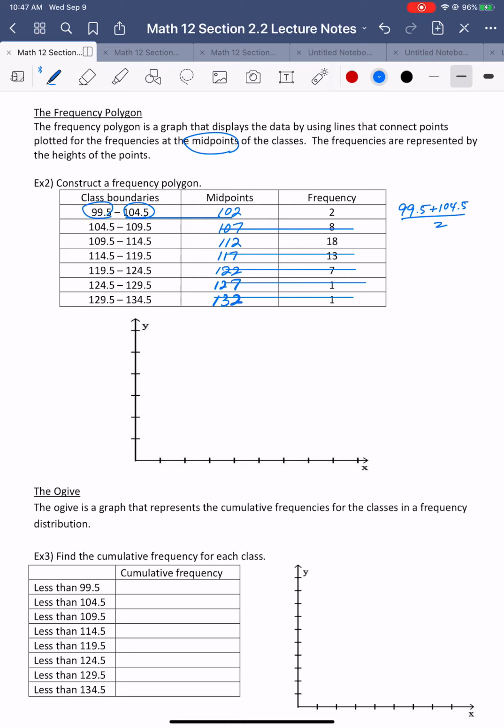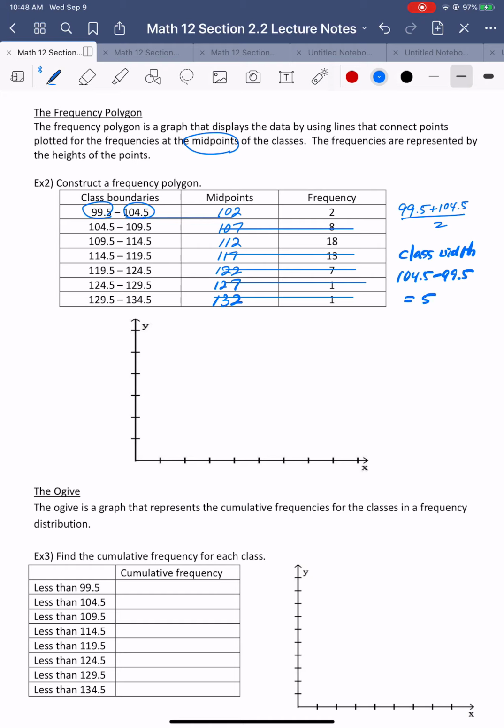Okay, so and then I'll put the midpoints, so 102, 107, 112. Oh, sorry about that. I need to get the midpoint of the lowest, the 0 class. What happened here? Okay, so the class width is subtracting 104.5 minus 99.5, you get actually 5, isn't it?